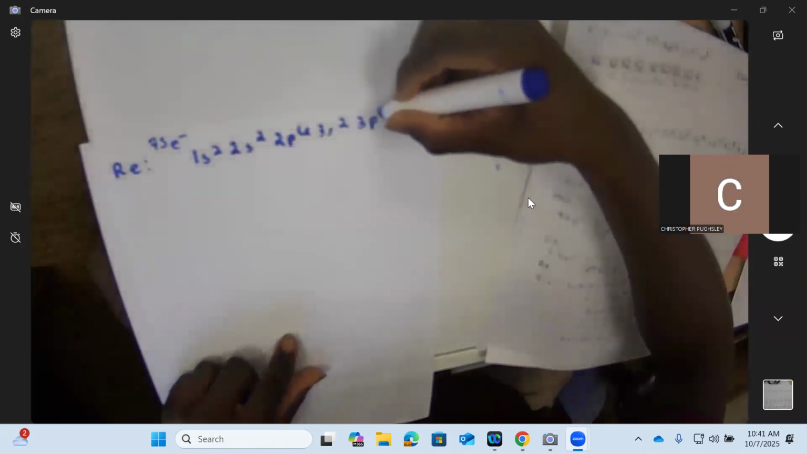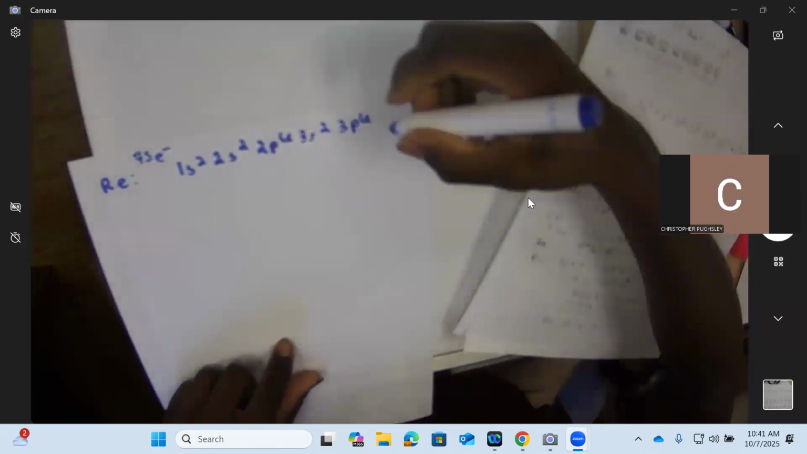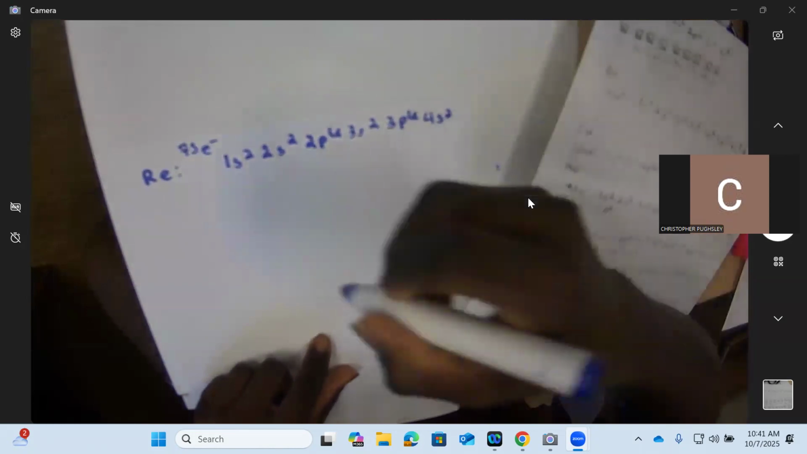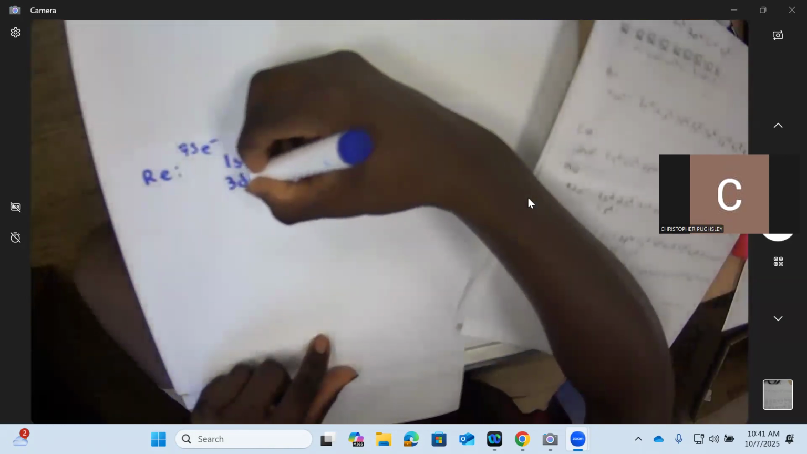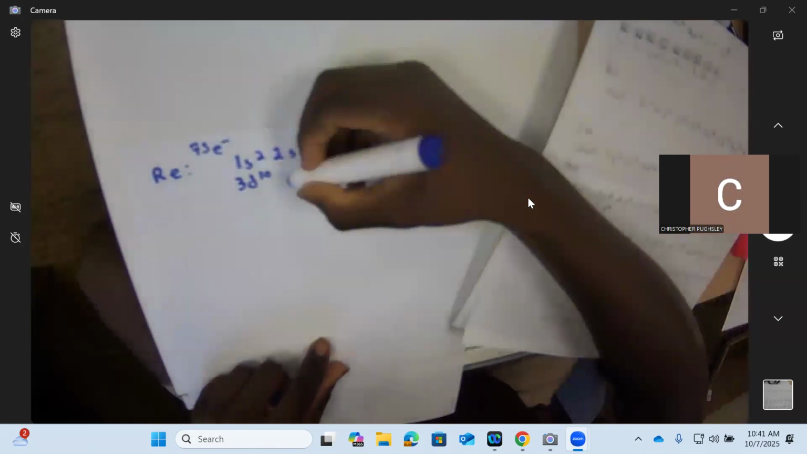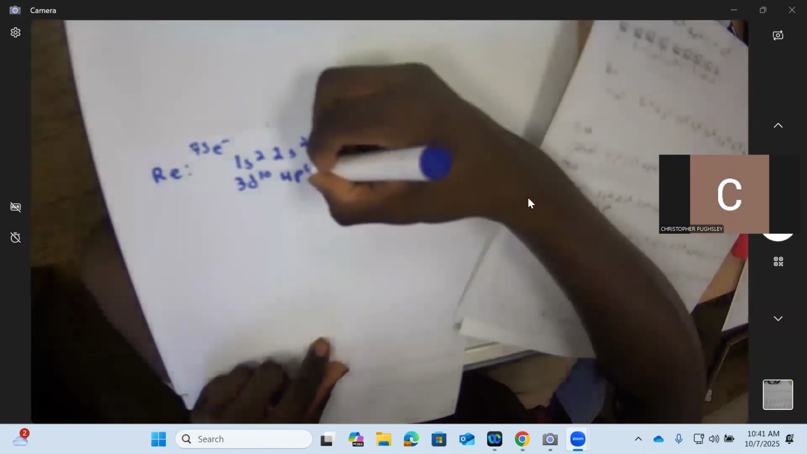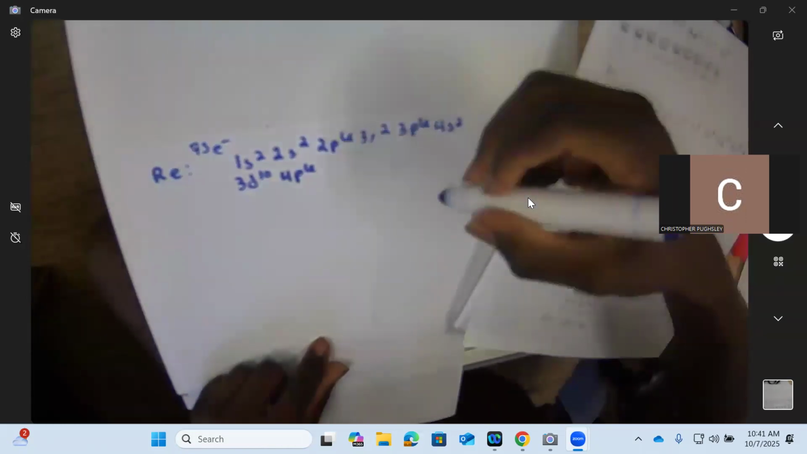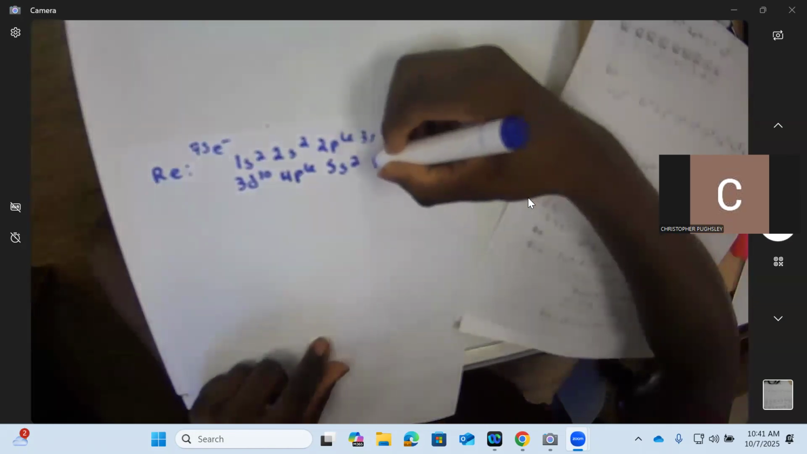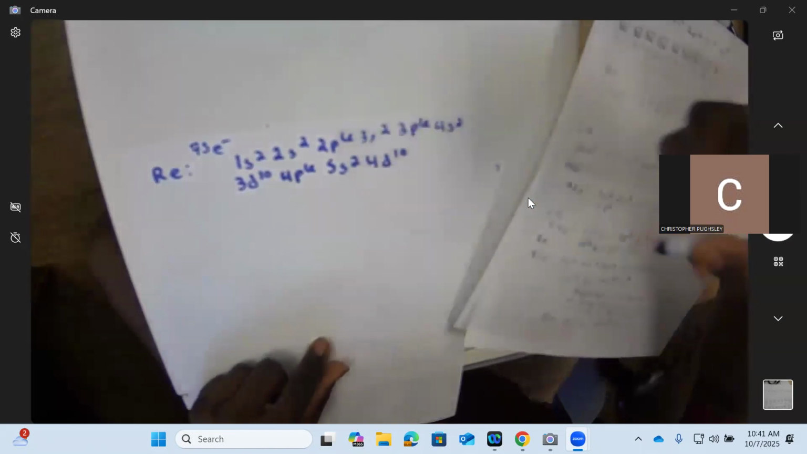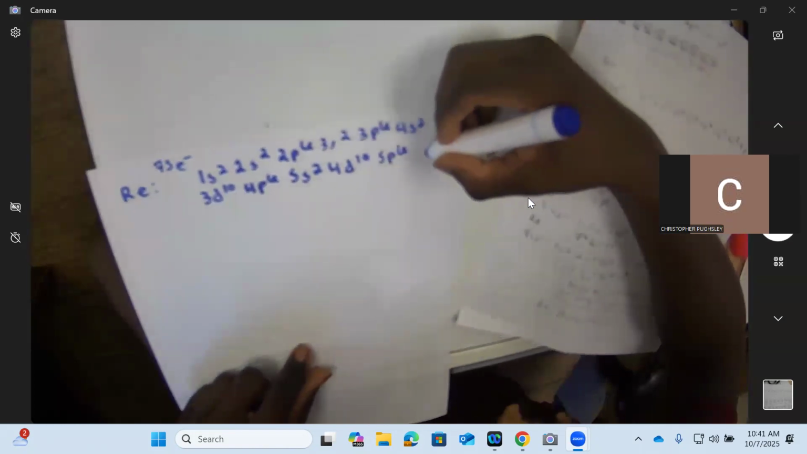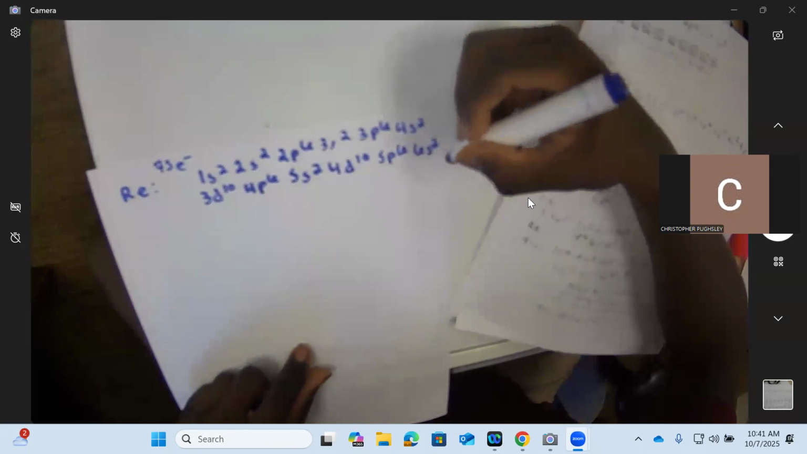3s2, 3p6. Great. 4s2. All right. And again, if you're not sure what to do next, remember this is our order. So right after 4s2, I go to 3d10. 4p6. Excellent. 5s2. 4d10. 5p6. 6s2. Very good.